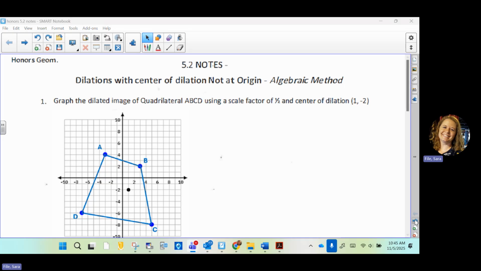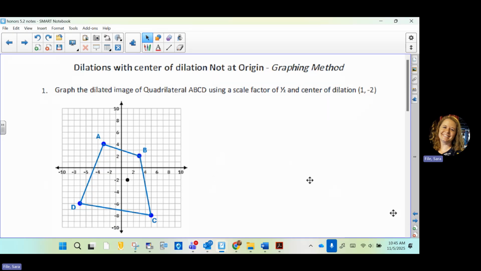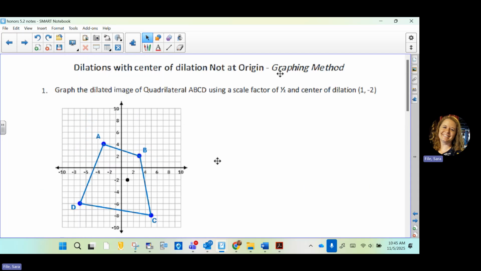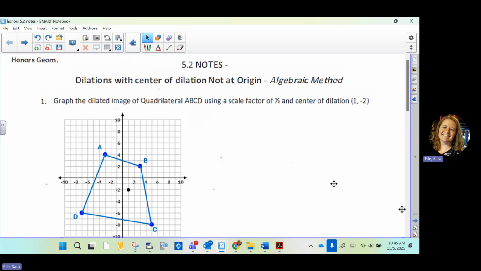And then if you flip your paper over, you'll notice you have the exact same page on the back, the exact same examples, except it says graphing method. So I'm going to show you two different methods for being able to dilate your points or your images when they're not centered at the origin. And then you can decide which method you prefer, and then you can use that to do your practice. All right, so we're going to start on the side that says algebraic method.